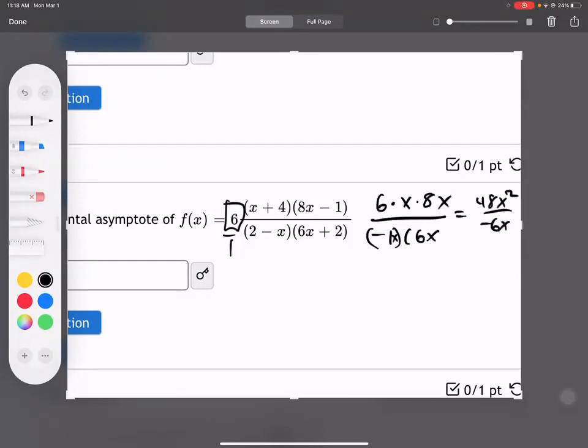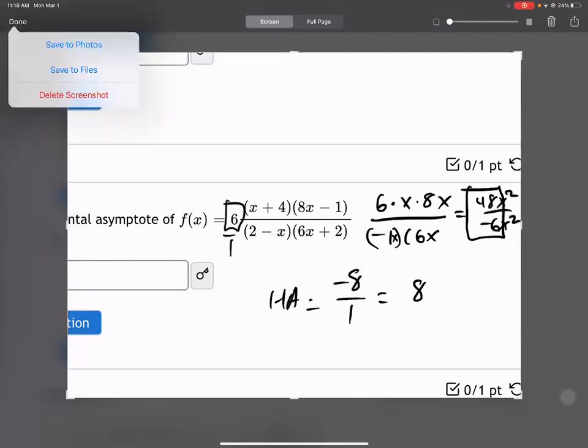You can reduce that because 6 does divide into 48. That's going to be negative 8 over 1, or negative 8. So that's my horizontal asymptote. Automatically, you just take the front. Oh, sorry, that was going to be squared. I didn't write the squared. Because they have the same exponent, we can automatically say it's just the front. Okay, easy peasy.